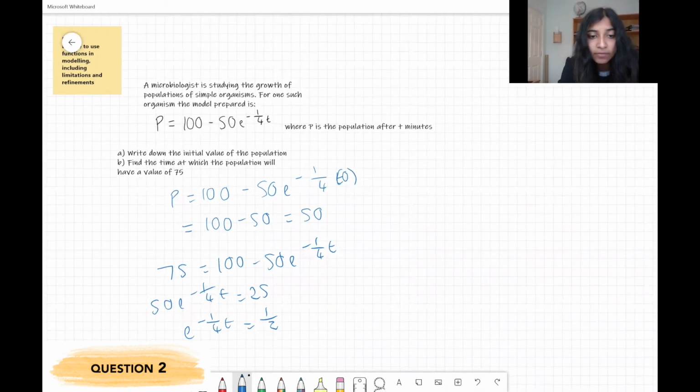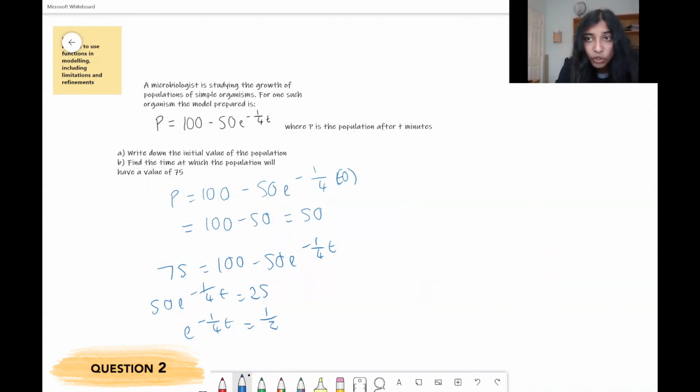And then if you ln both sides, that would get rid of the e. So you'd have minus a quarter t is equal to ln half. And then if you divide both sides by minus a quarter, you'd get t is equal to minus 4 ln half. And then if you plug that into the calculator, you should get 2.8. So that's the answer to this question.